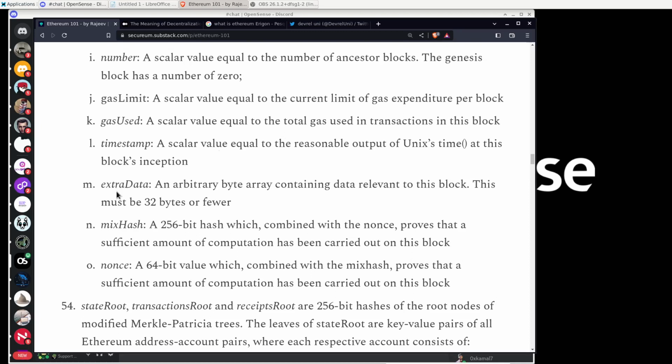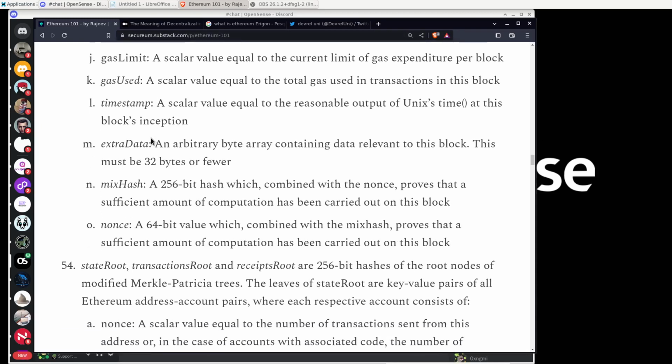Awesome. So extra data, an arbitrary byte array containing data relevant to this block. This one I never knew. Timestamp: the Unix time of the block inception. This one, before proof of stake, we had much less consistent block time on Ethereum, and now we have a really consistent block time. I don't know exactly what that means in terms of DeFi experience, but I guess it's good, right?